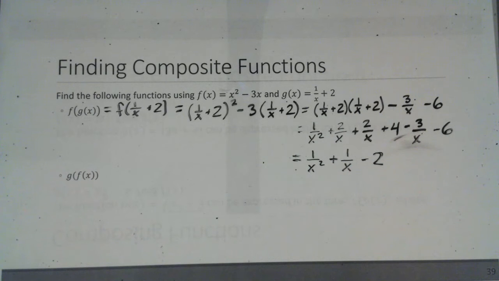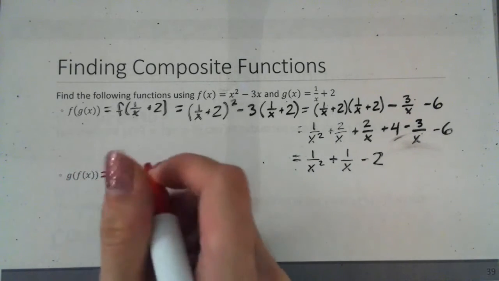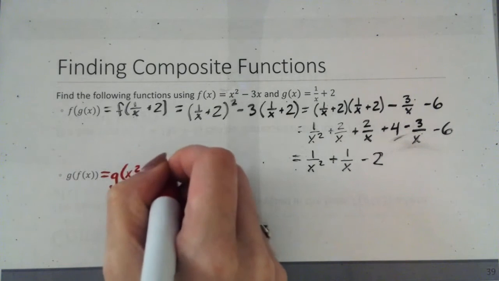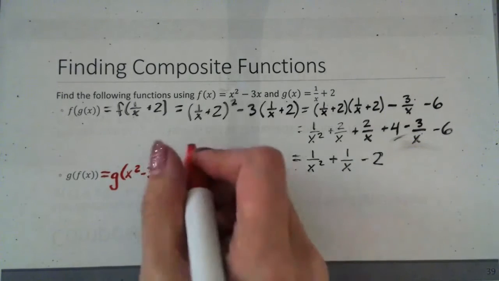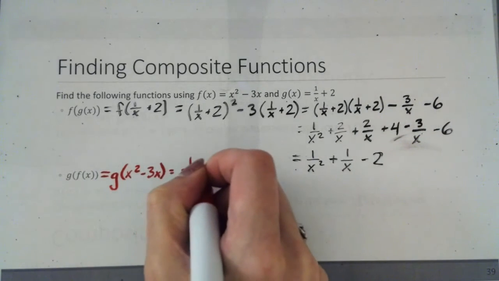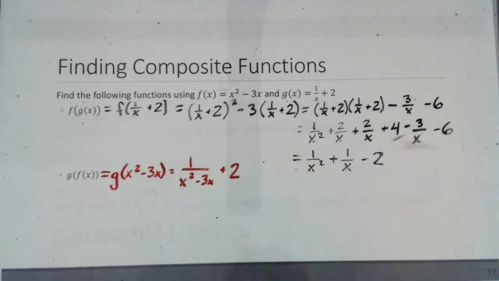In the next one, we want to find g of f of x. So I'll replace my f of x with what it is, and I'm looking for g of x squared minus 3x. So if I plug this in for x everywhere I see it in the function g, I'm going to get 1 over x squared minus 3x plus 2. Honestly, I'm okay with that as an answer.